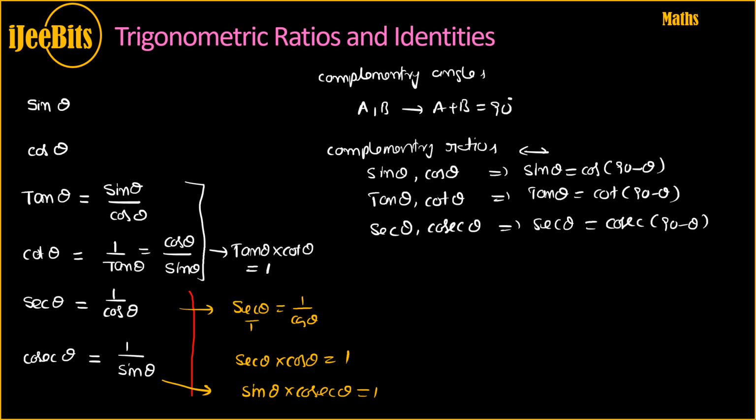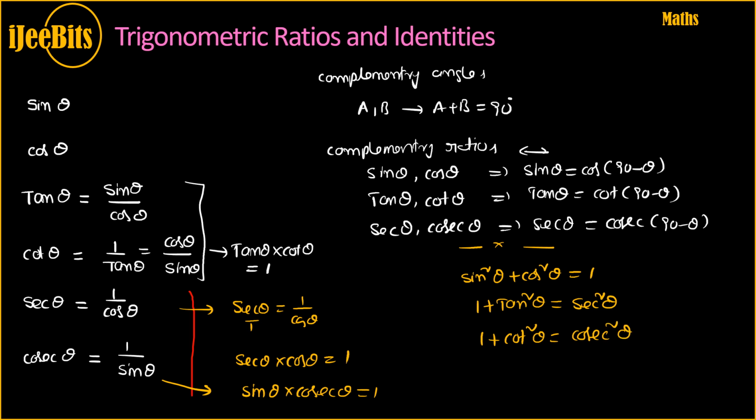One more thing we have seen is sin square theta plus cos square theta equal to 1, 1 plus tan square theta equal to secant square theta, and one more, 1 plus cot square theta is equal to cosecant square theta, right? These things we can easily remember using the hexagon technique.